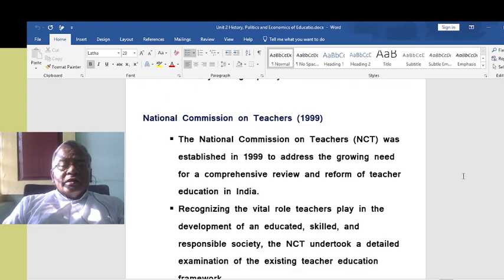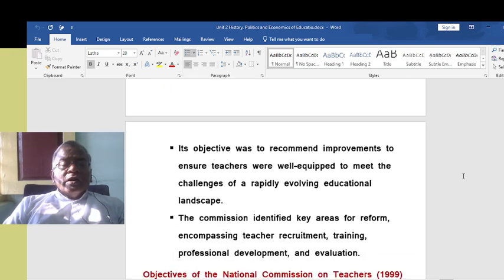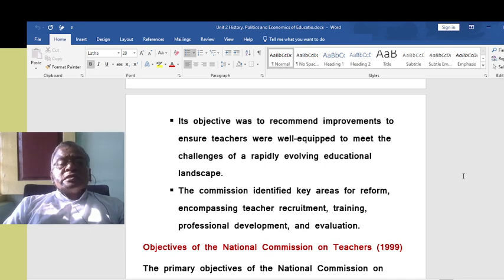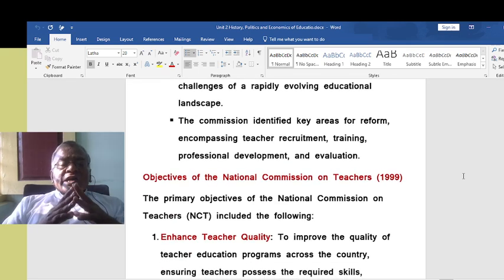National Commission on Teachers. The National Commission on Teachers was established in 1999 to address the growing need for a comprehensive review and reform of teacher education in India. Recognizing the vital role teachers play in the development of an educated, skilled and responsible society, this National Commission on Teachers (NCT) undertook a detailed examination of the existing teacher education framework. Its objective was to recommend improvements to ensure teachers were well equipped to meet the challenges of a rapidly evolving educational landscape. The Commission identified key areas for reform encompassing teacher recruitment, training, professional development and evaluation. This you have to say in the introduction part. This is the introduction part actually, okay.